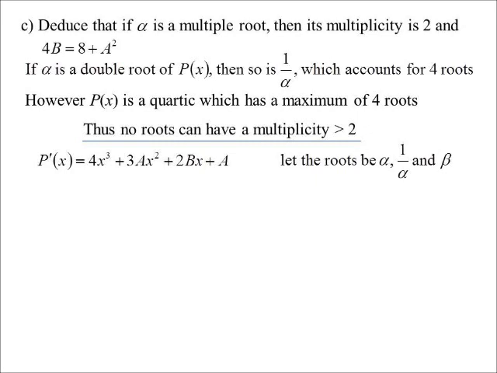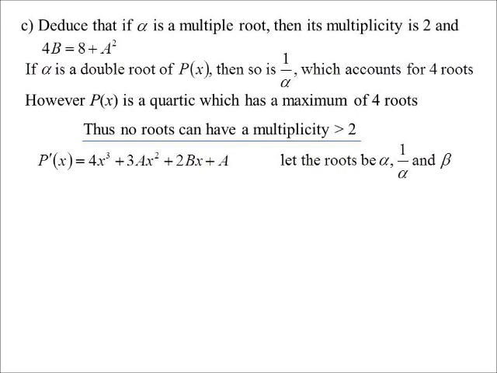Here's our derivative. Remember, I now know it's a multiple root. So if it's a solution of the function, it's a solution of the derivative as well. So let's work out the derivative. 4x cubed plus 3ax squared plus 2bx plus a. I know that alpha and 1 on alpha, for that matter, are solutions to this, because it's a double root. So if it's a double root of the polynomial, it's a single root of the derivative.